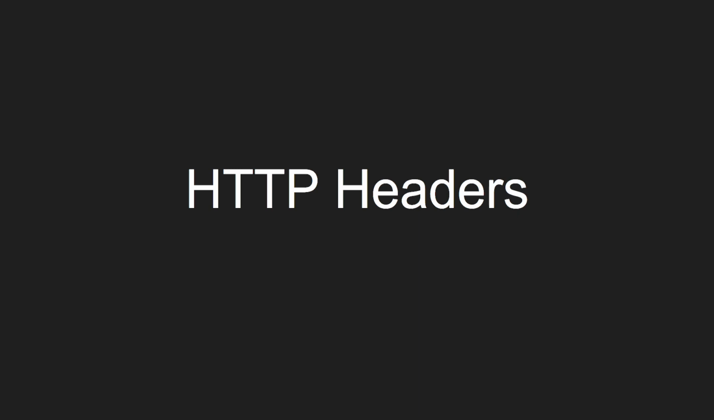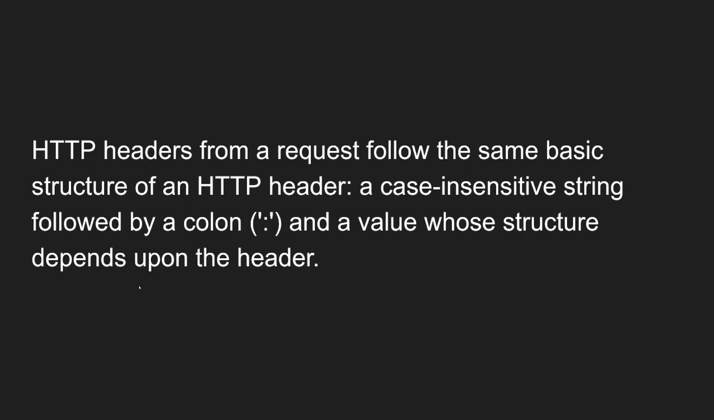Let's try to see it. HTTP headers in a request follow some basic structure. Normally, when the client side is trying to make a request, the HTTP headers follow a basic structure: a case-insensitive string followed by a colon and a value whose structure depends upon the header. On the left side will be a case-insensitive string, then it is separated by a colon and it has a value. So that's something like a key-value pair.